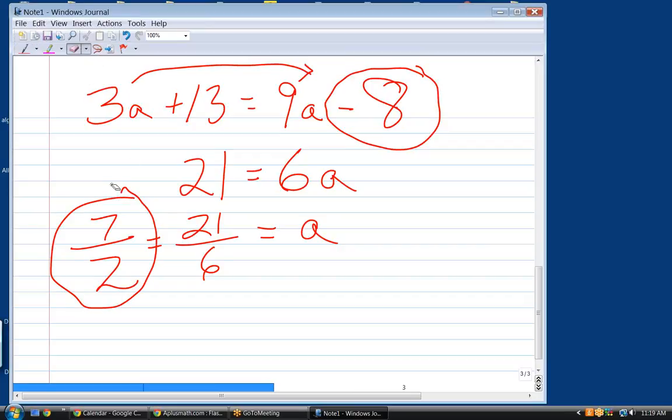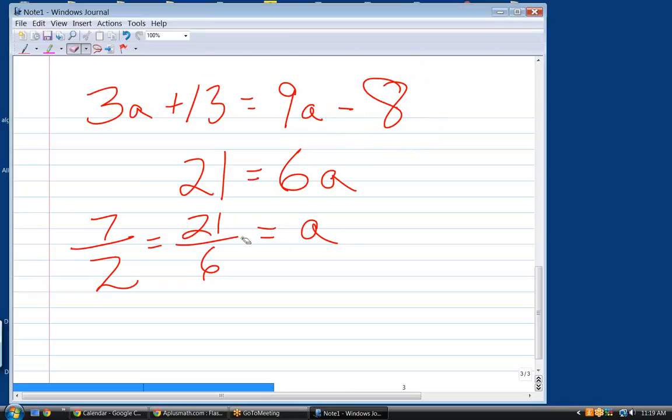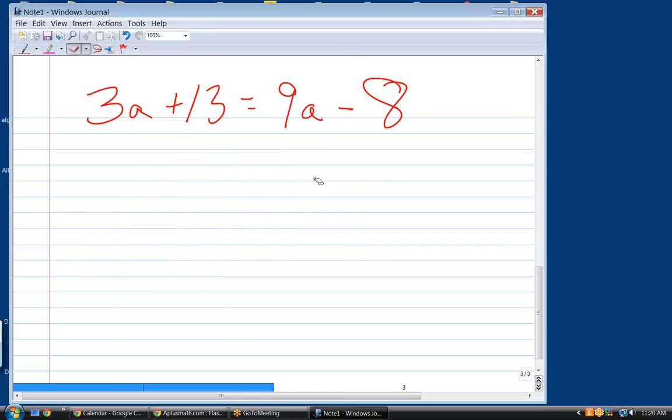Okay? And I did this to illustrate to you that it doesn't matter whether you have your variable on the left or the right side. And sometimes it's just a much better way to solve it by moving the variable to the right side and the numbers to the left, if for no other reason than you don't have all those negative signs. Now, we got the same answer either way. Either way we did this problem, we got a equals 7/2. It just was a little smoother this way, because there weren't any negative signs.